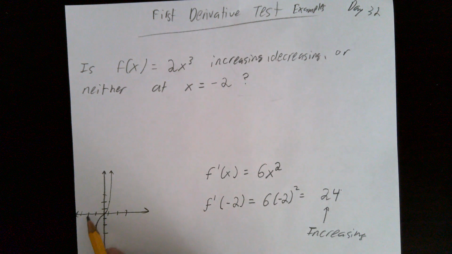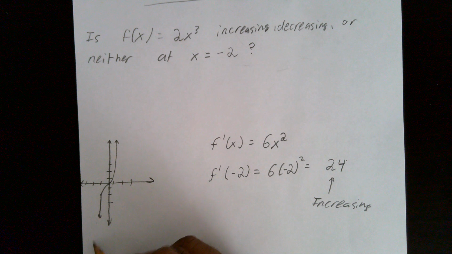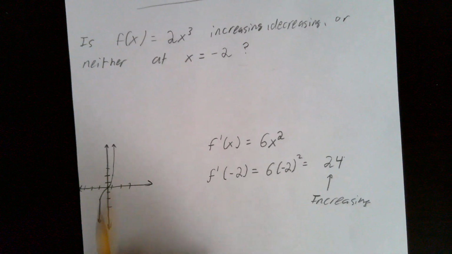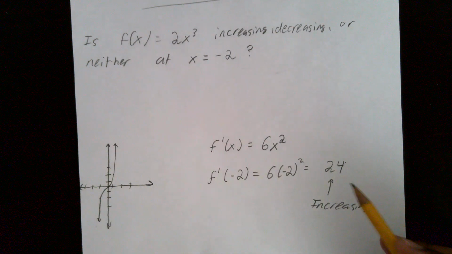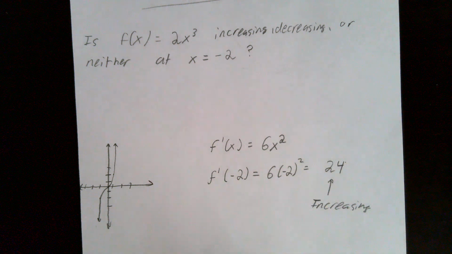And you can see that right here, like x equals negative 2 would be somewhere actually all the way down here, but you'd be headed upwards as you move to the right. So you'll have a positive slope, and so you've got an increasing function. Let's move on to the next problem.